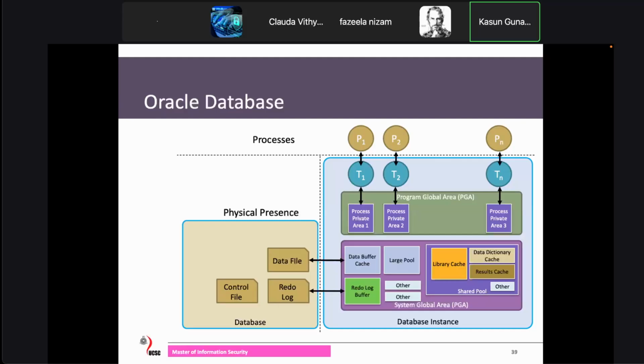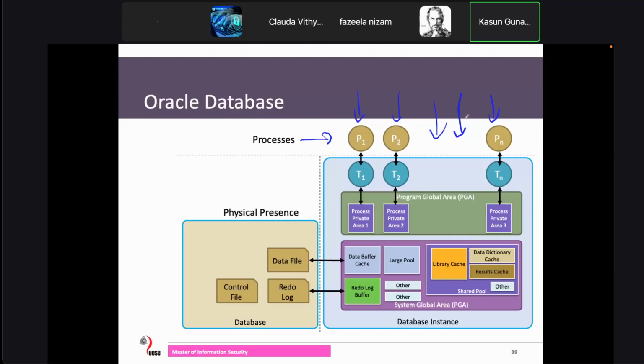So this is a diagrammatic representation of the Oracle database, right? Sometimes it might look complex. You don't need to entirely understand it, but it's good to have some kind of an understanding. So these are processes like clients and user processes. There can be many processes which are interacting and sending requests to the database management system or the database server.